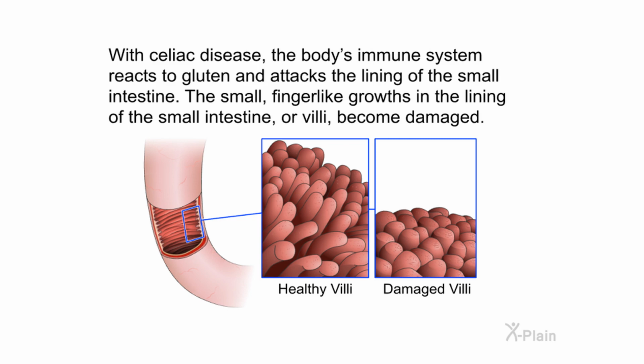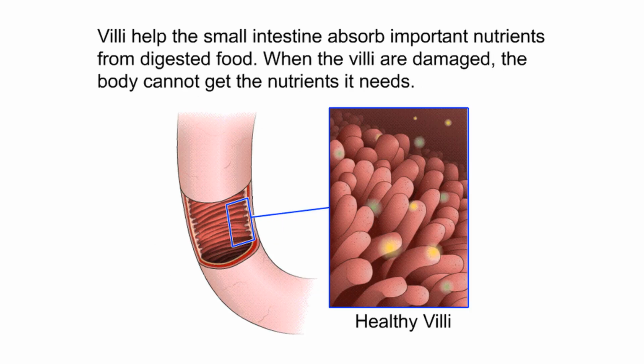The small, finger-like growths in the lining of the small intestine, or villi, become damaged. Villi help the small intestine absorb important nutrients from digested food. When the villi are damaged, the body cannot get the nutrients it needs.